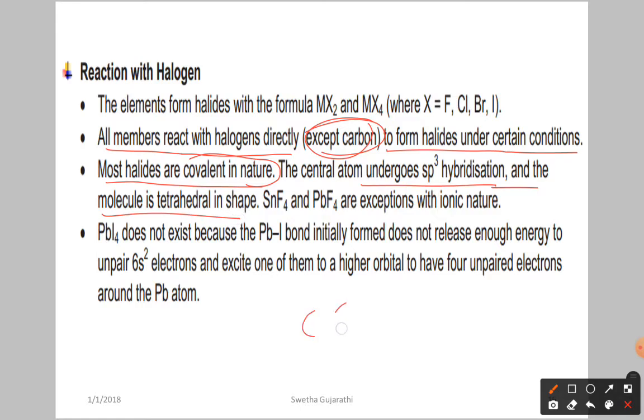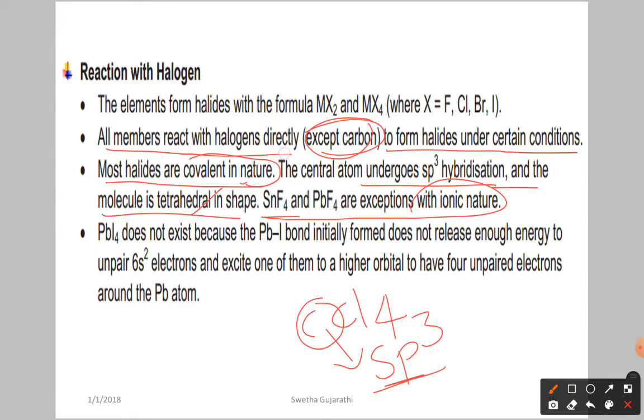For example, CCl4. In CCl4, the carbon hybridization is sp3. Once it is sp3, as you know very well, the shape is tetrahedral. Here SnF4 and PbF4 are exceptions with ionic nature. All are covalent in nature, but the exception is tin tetrafluoride and lead tetrafluoride, which are ionic in nature.